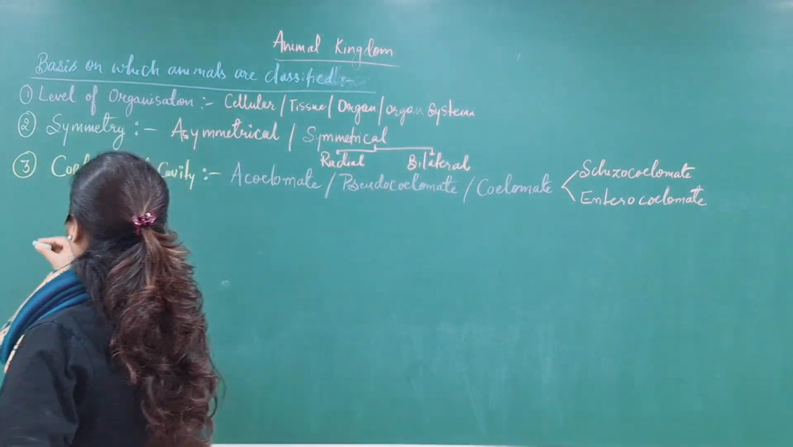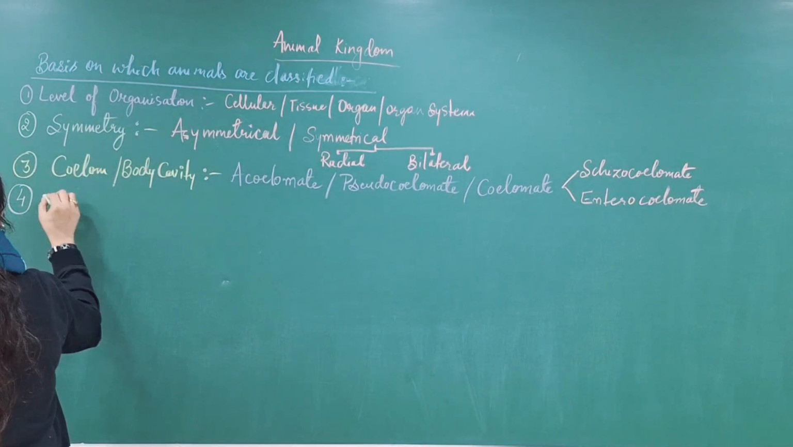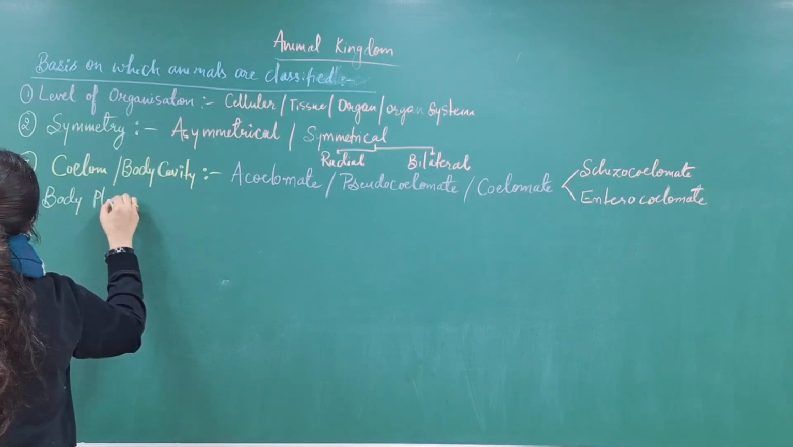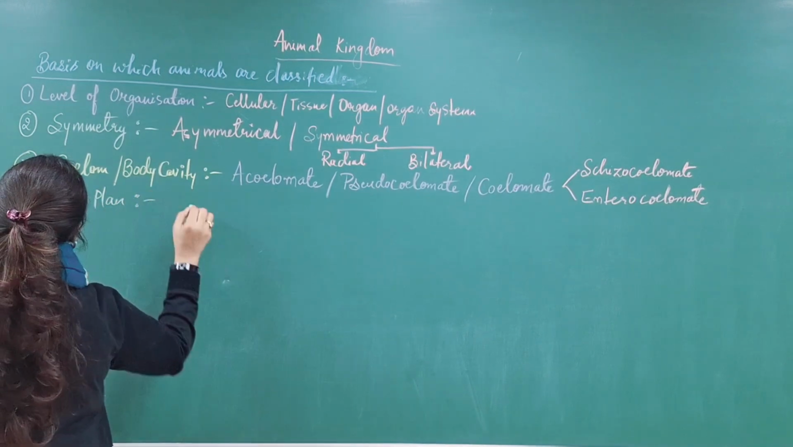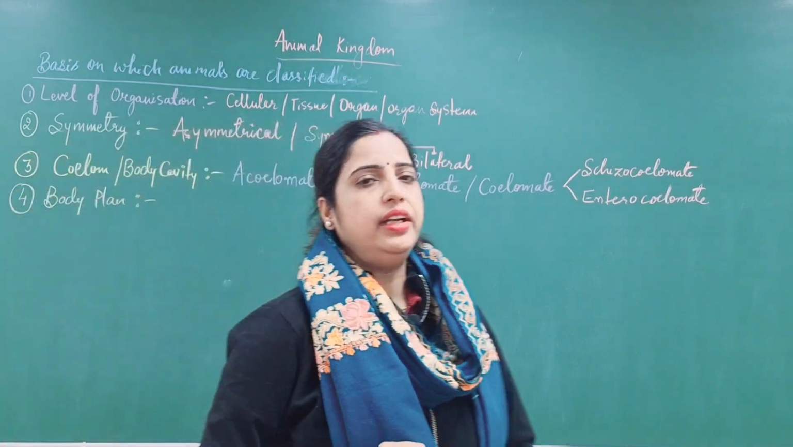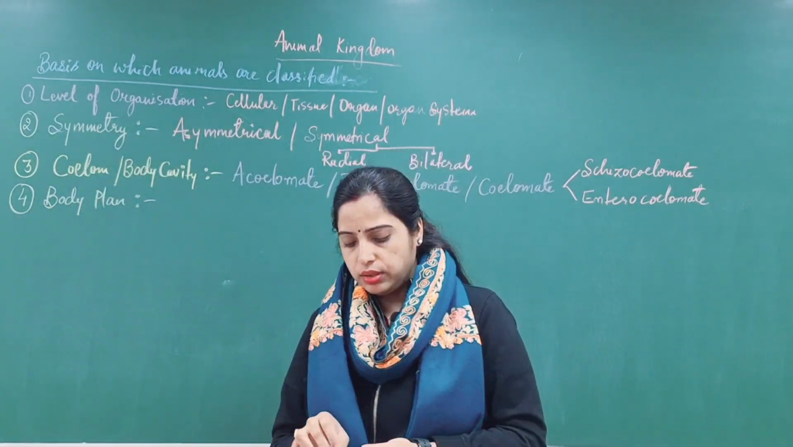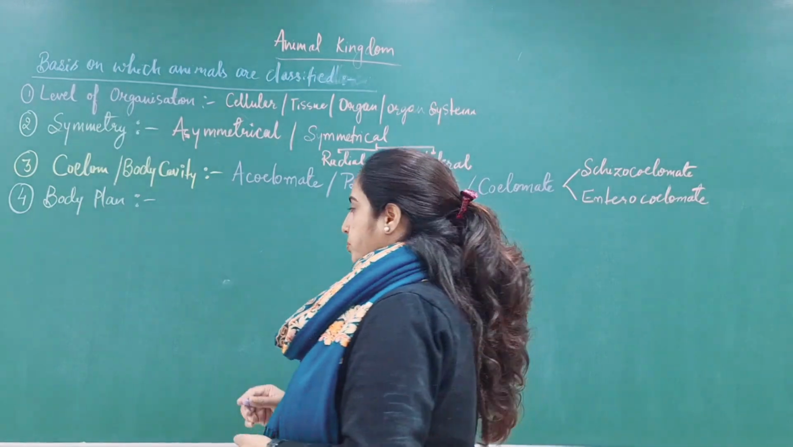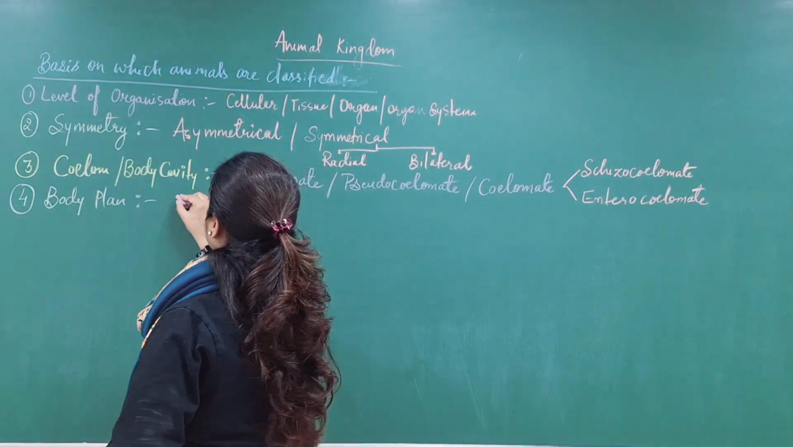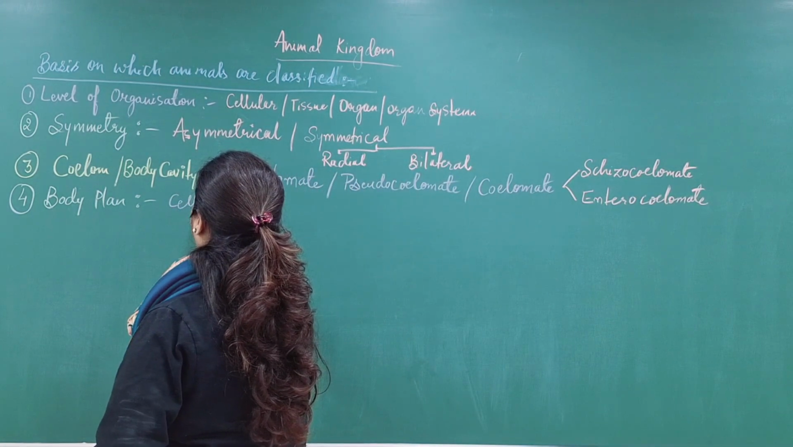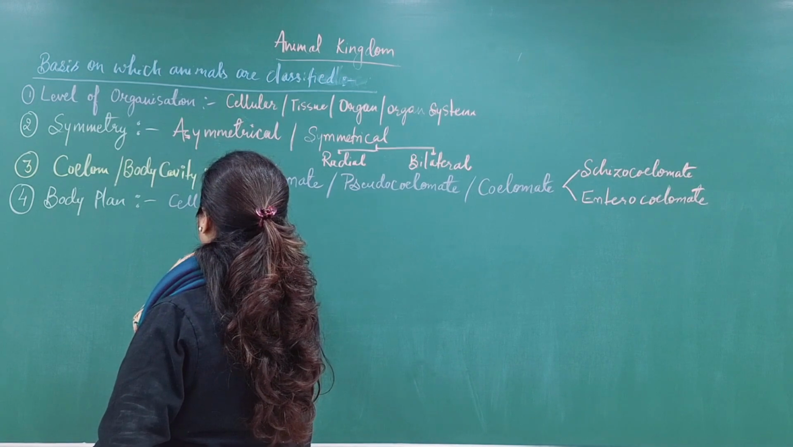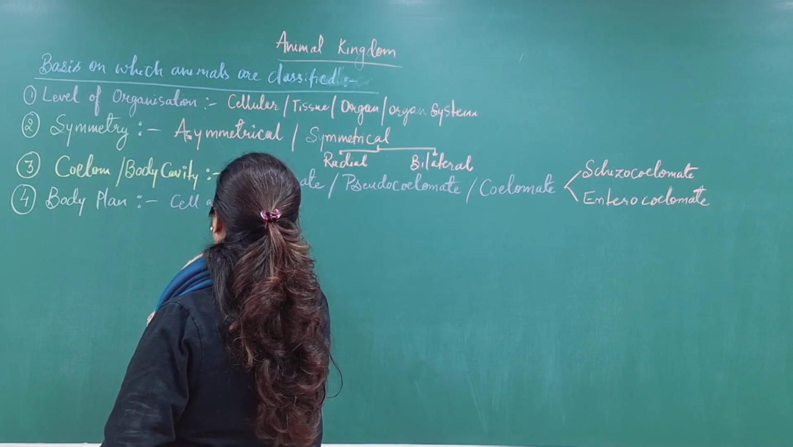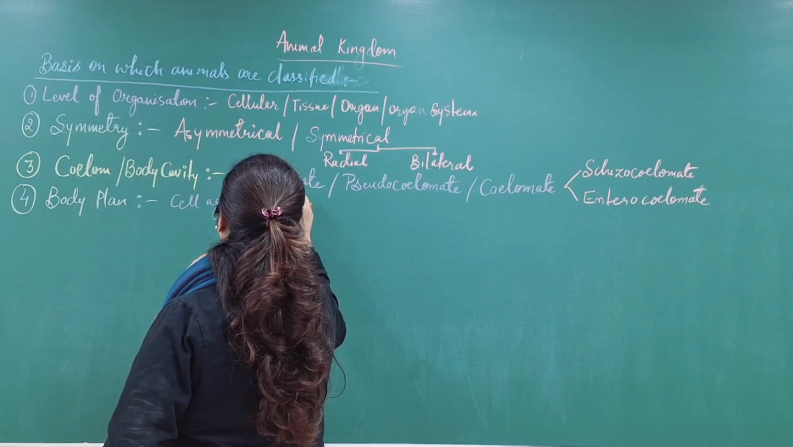Now, I have another term called body plan. Body plan. What does that mean? It means which kind of arrangement is there in that organism. So, the body plan could be cell aggregate body plan. They are just a group of cells. Cell aggregate body plan.